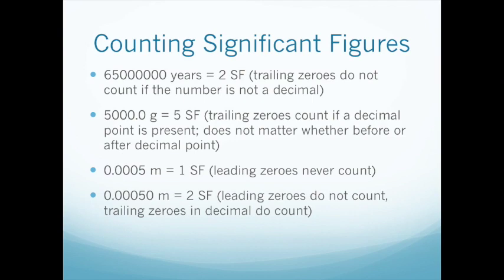So, some examples. 65 million years. There are 2 significant figures because trailing zeros do not count because there's no decimal. 5,000.0 grams. There are 5 significant figures because the trailing zeros count if the decimal point is present. 0.005 meters has 1 significant figure because the leading zeros never count. However, 0.00050 meters has 2 significant figures because the leading zeros don't count, but the trailing zeros do.